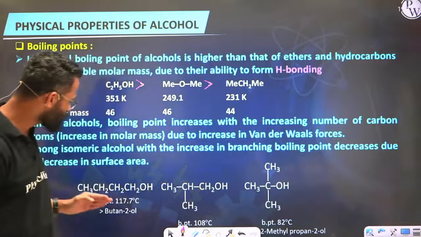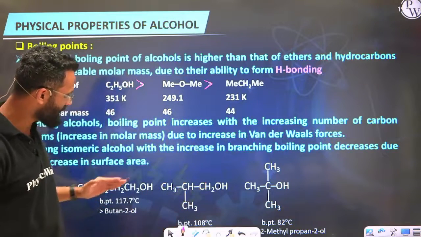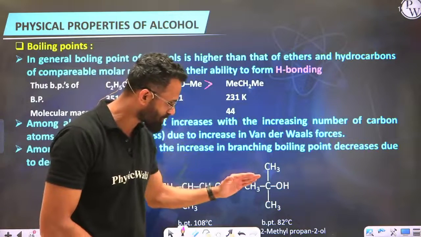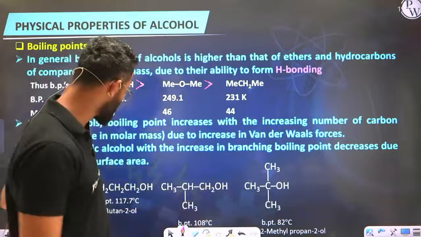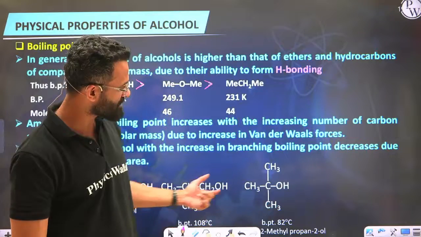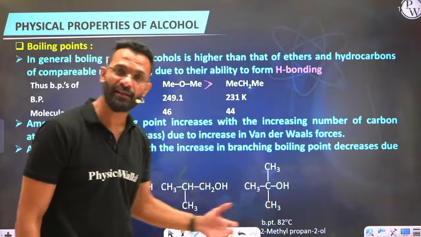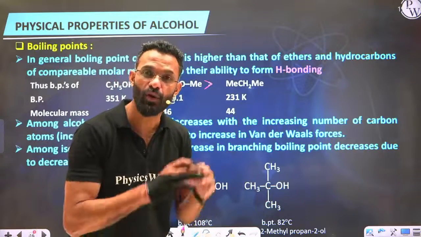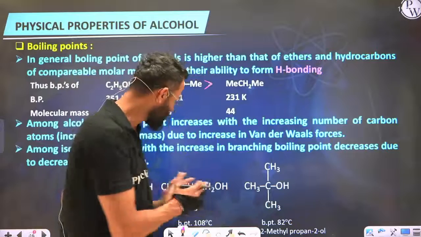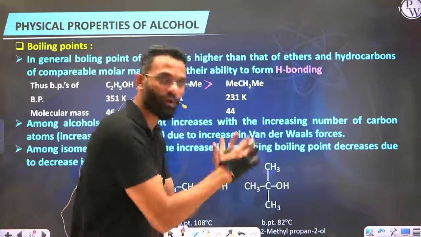So as you see here, from n-butyl to isobutyl to tert-butyl, what is happening to the branching in the hydrocarbon part? This is normal. There is one branch. You can say it is even more branched. As the branching increases, the molecule becomes more and more compact. You can see molecules becoming more and more spherical, let's say, more compact.